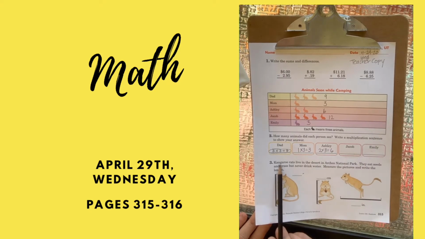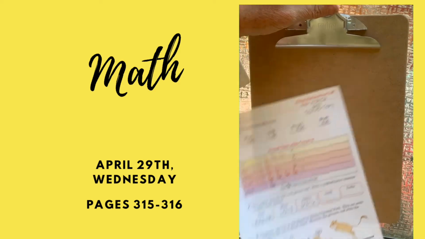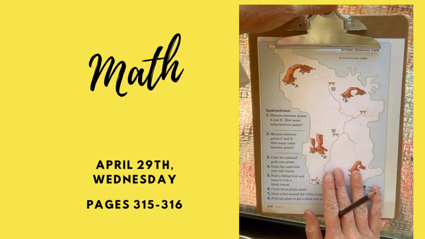All right, number 3, you're measuring inches. That's what that means. Centimeters and inches. Did you know that kangaroo rats never drink water? Isn't that crazy? Okay, pause your video, finish that, and we're going to head over to the back.